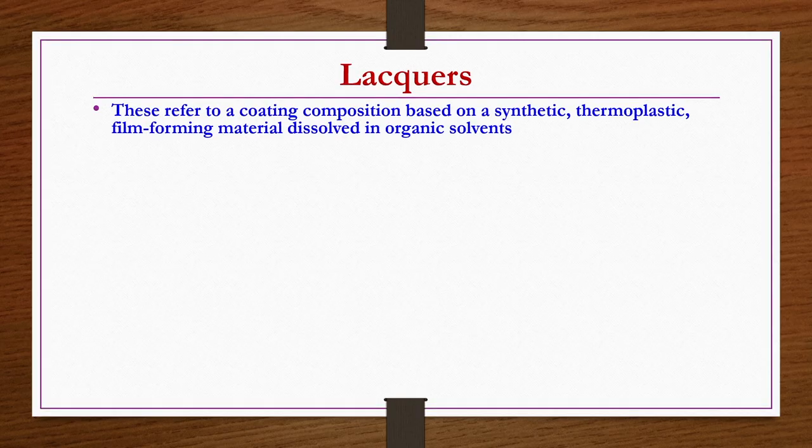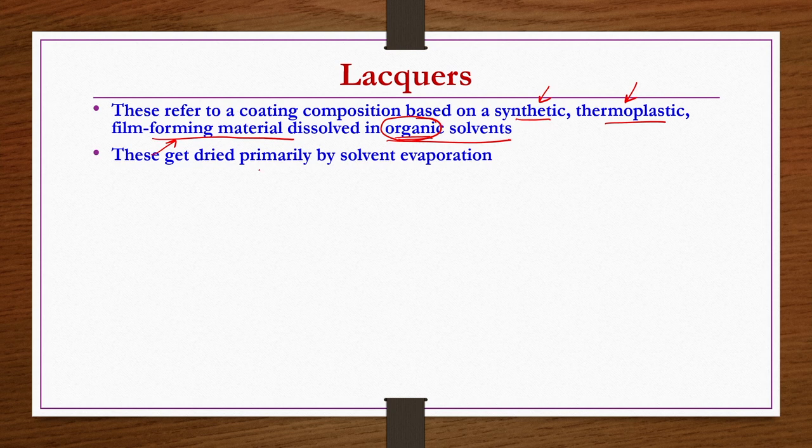Now we start discussing lacquers. What are lacquers? They are synthetic thermoplastic film forming materials dissolved in organic solvents. Similar to other products like paints and varnishes, but here we can have synthetic materials, thermoplastic materials, film forming material as well, but dissolved in organic solvents only, because many of the thermoplastics and synthetic resins do not dissolve in other kinds of solvents. These get dried primarily by solvent evaporation. Sometimes there may be some oxidation also, but polymerization is almost absent in the drying of lacquers.